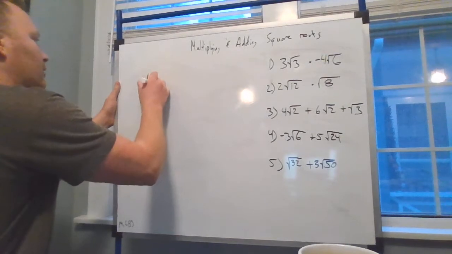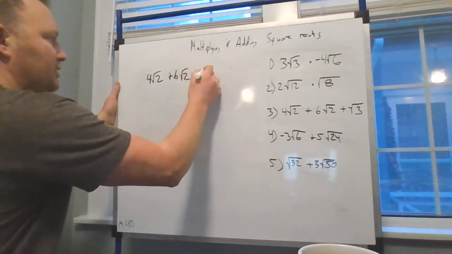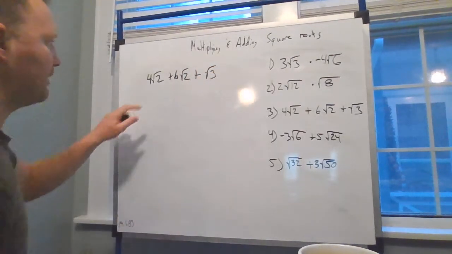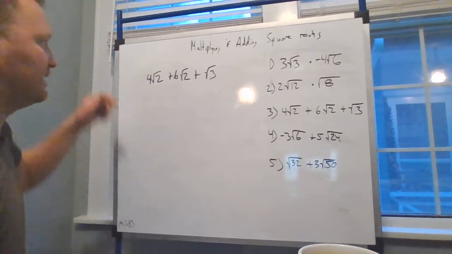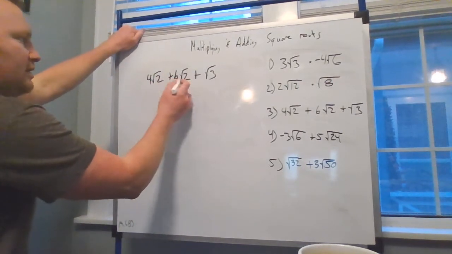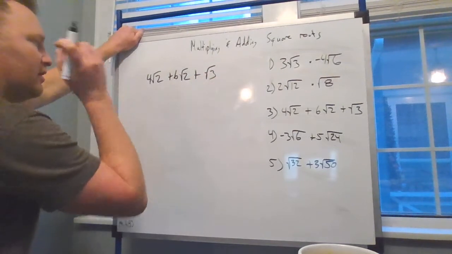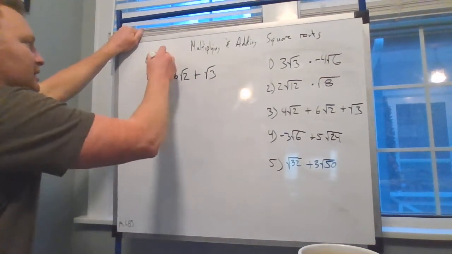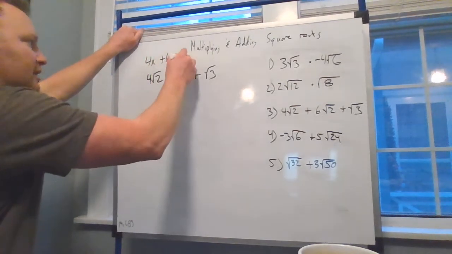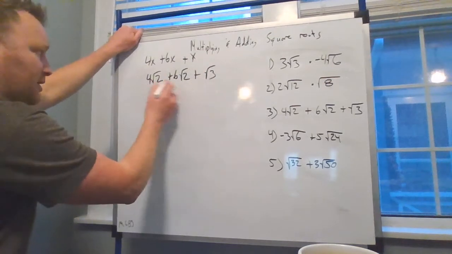So I got 4 radical 2 plus 6 radical 2 plus radical 3. Okay, I'm adding these terms. And I want you guys to look at this as something like this. These are like terms. This is not a like term because they don't have the same square root underneath them. You are never allowed to add what's under the square root. Pretend this says 4x plus 6x plus y. Well, you can never add x and y, so here we go.